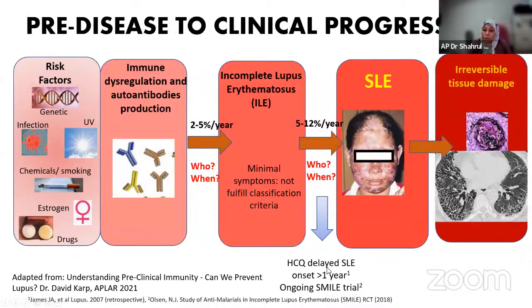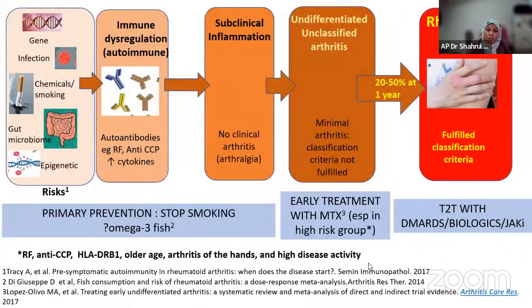And there is an ongoing trial which showed that hydroxychloroquine may delay the full-blown SLE onset in patients who had probably some minimal symptoms but positive autoantibodies. But this is still an ongoing trial. It is the same with rheumatoid factor. You may be referred an RF positive patient as well, so either he is in this at-risk stage. Of course, for primary prevention: stop smoking, because smoking is very bad, it can induce autoimmunity, and probably healthy diets, mainly anti-inflammatory, omega-3, fish. Hopefully we will stop this progression into subclinical inflammation or undifferentiated disease, and finally fulfilling the criteria.